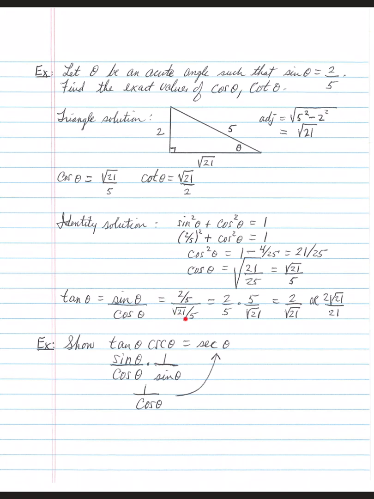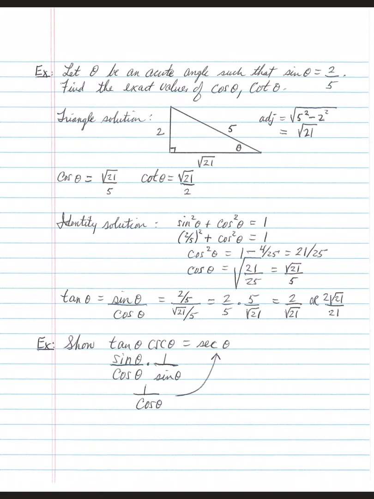This is a complex fraction, two fractions within a main fraction. Numerator times denominator flipped over, the 5's will cancel, and that gives us 2 over square root of 21. If we have to rationalize, multiply both top and bottom by square root 21, and there you go. This would be the rationalized form.